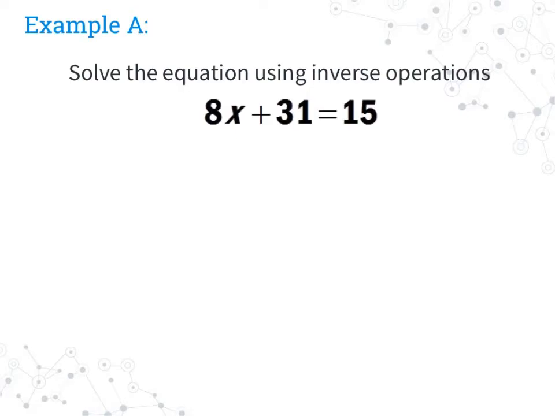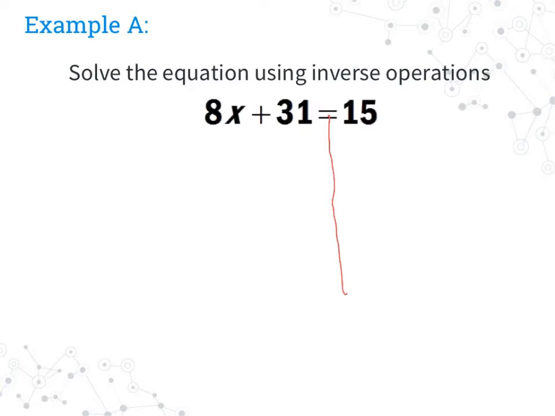So here we are at example A, and it says solve the equation using the inverse operation. The first thing that I'm going to do is draw a wall down from this equal sign to separate the two sides of the equation. You don't need to do that, but it helps me understand what's on one side of the equation and what's on the other. Because remember, we're going to be using inverse operations on both sides.